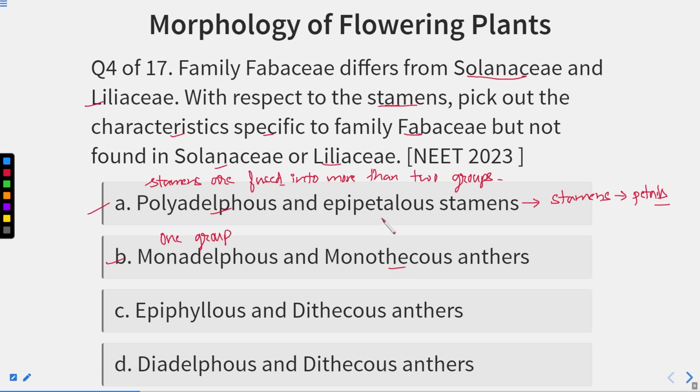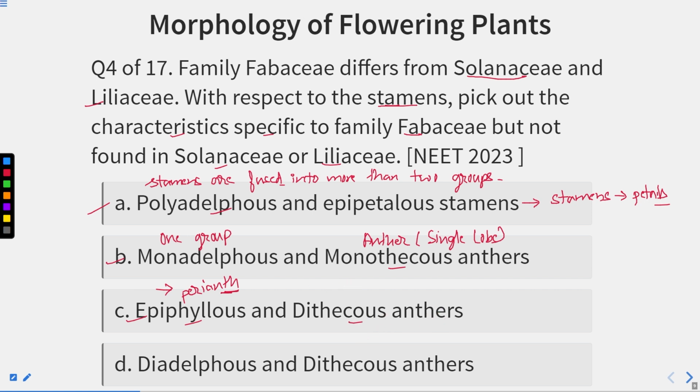Alright, what is monothecous? Monothecous is when the anther of the stamen has only a single lobe. Again, epiphylous. Epiphylous means the stamens are attached to the perianth. Here we are talking about the perianth. What is perianth? Perianth is the combination of sepals and petals. So sepals and petals together make the perianth. Here the stamens are attached to the perianth.